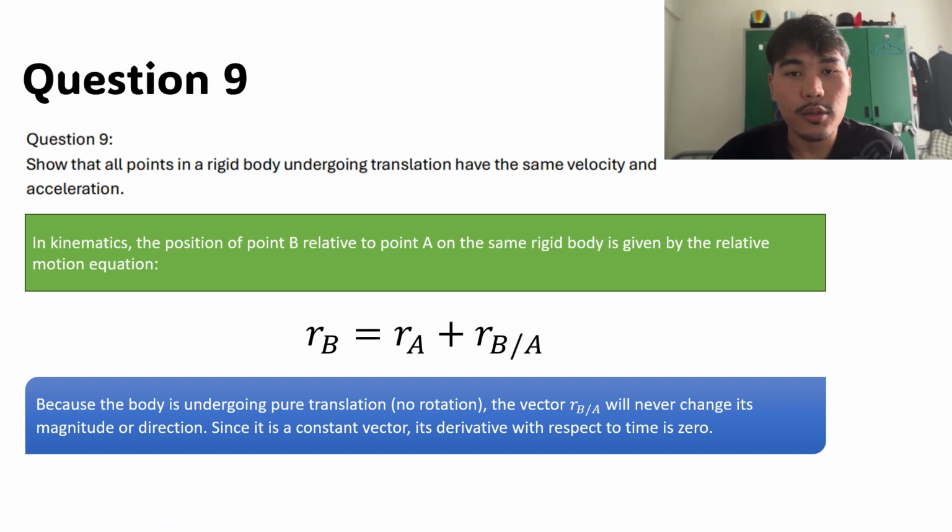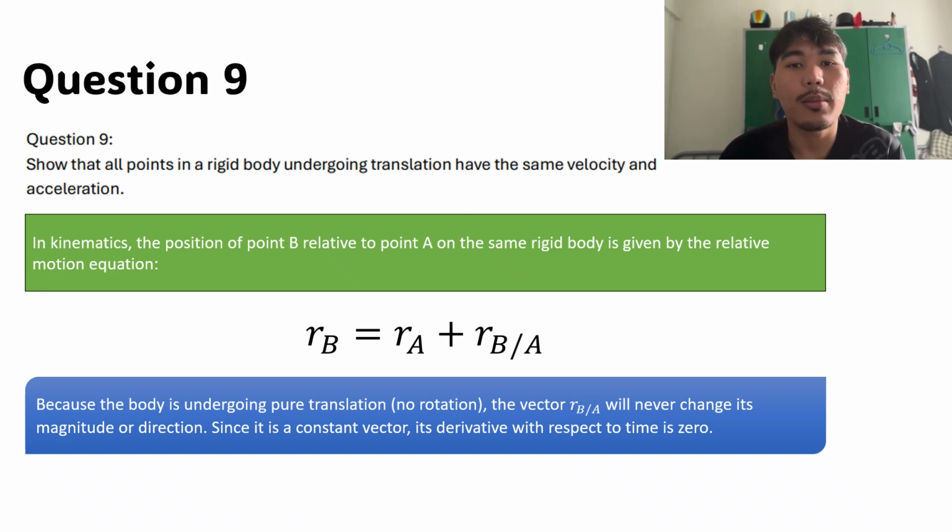The question asks us to show that all points in a rigid body undergoing translation have the same velocity and acceleration. To prove this, let's look at the green box. In kinematics, the position of point B relative to point A on the same body is given by the relative motion equation, which is RB equals RA plus RBA.